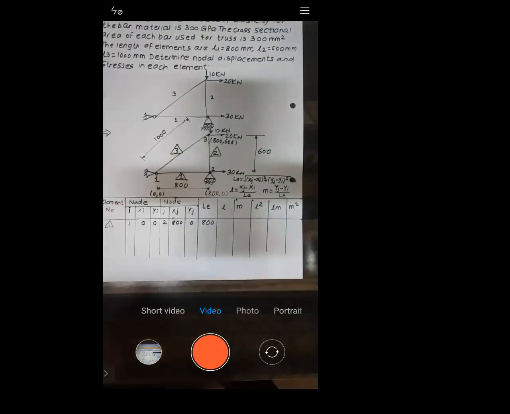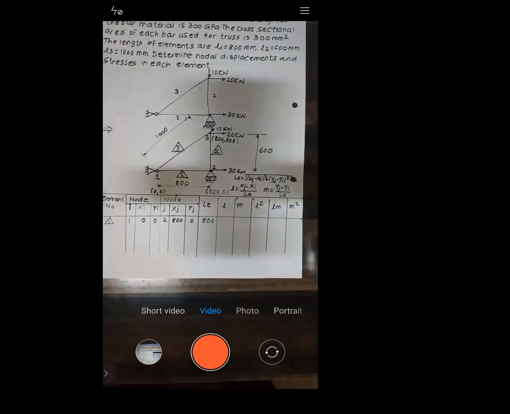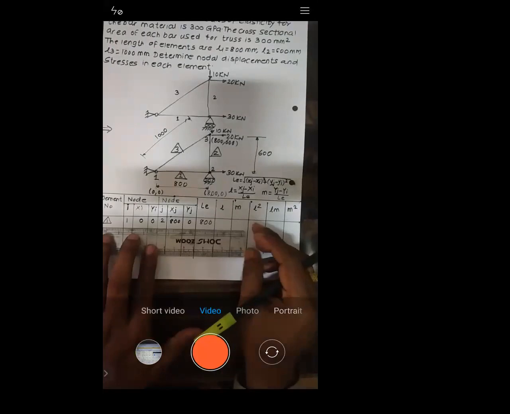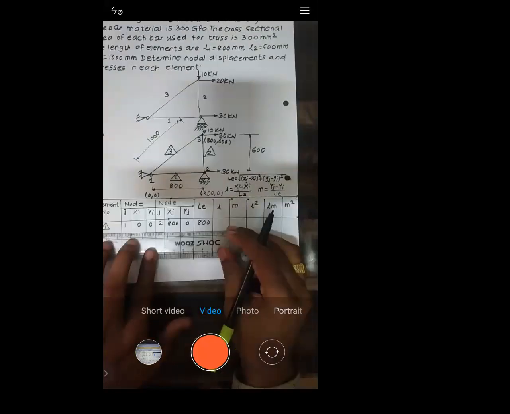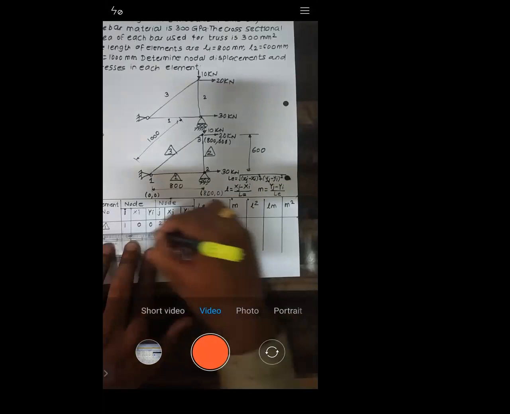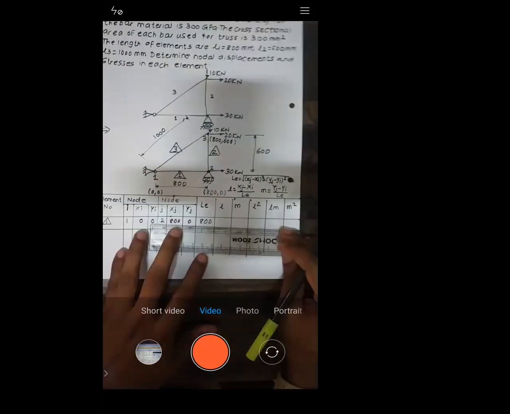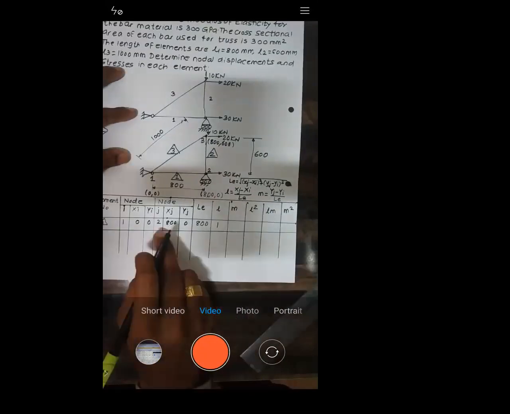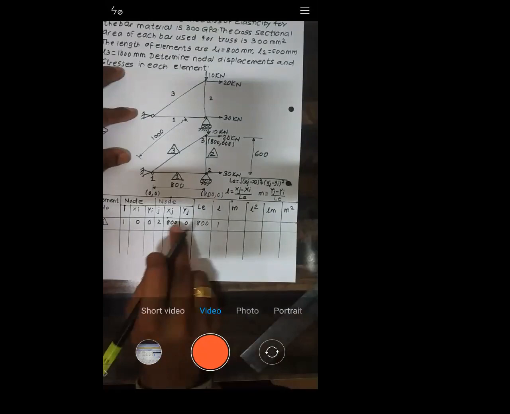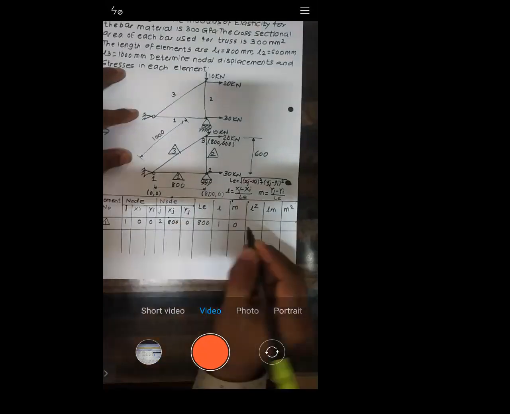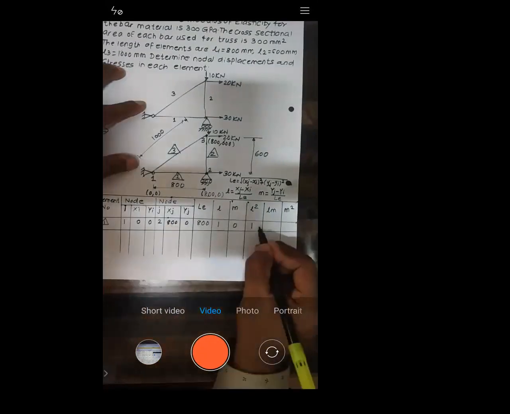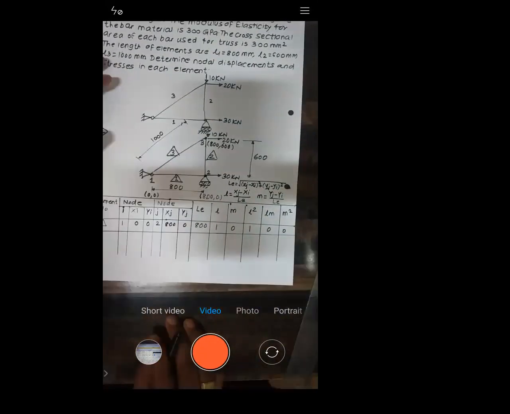Now tell me the value of small l. It is (Xj minus Xi) by Le, that is 800 minus 0 by 800. It's 1. Then m is (Yj minus Yi) by Le. It is 0. L square is 1. lm is 0. m square is 0. Right? Now go for element number 2.